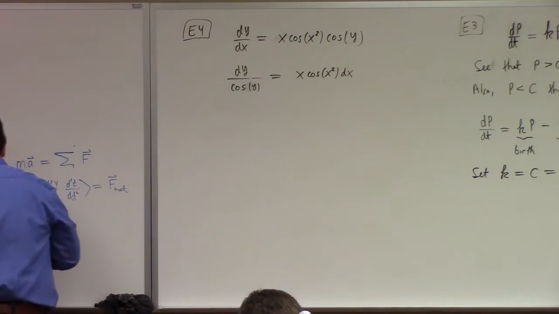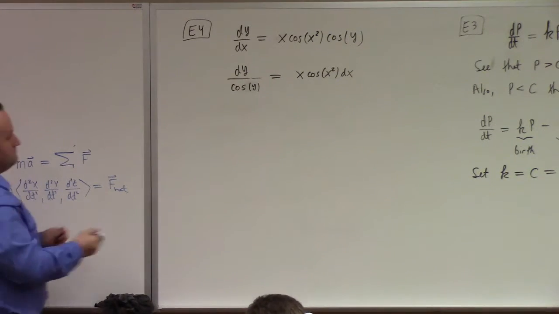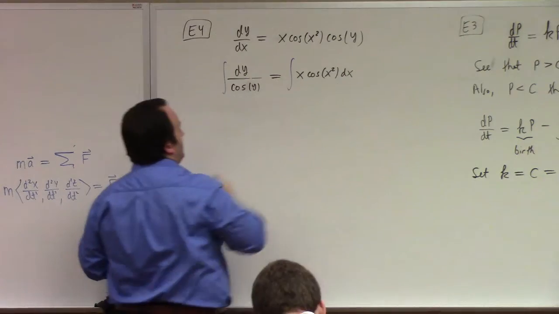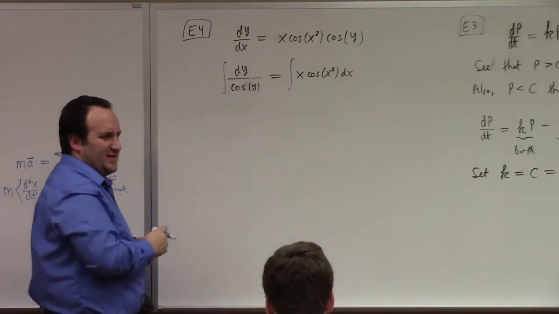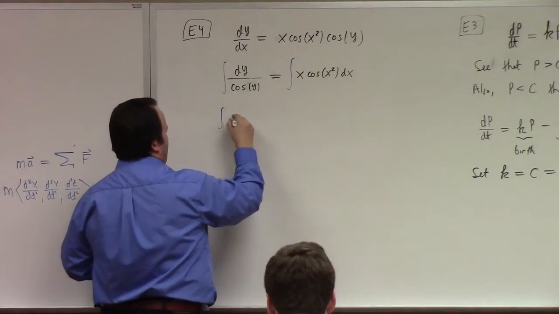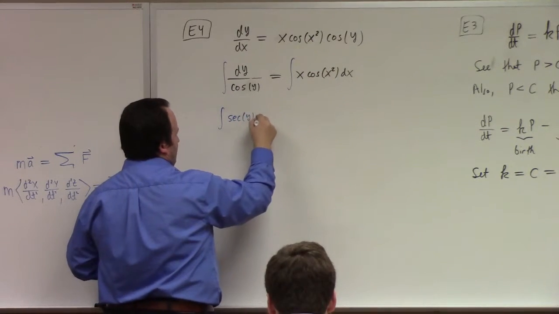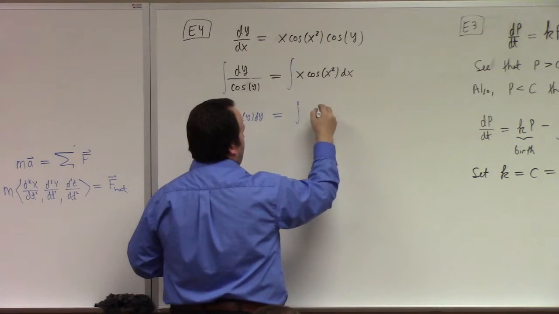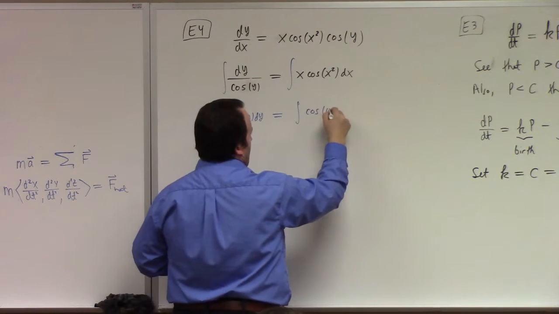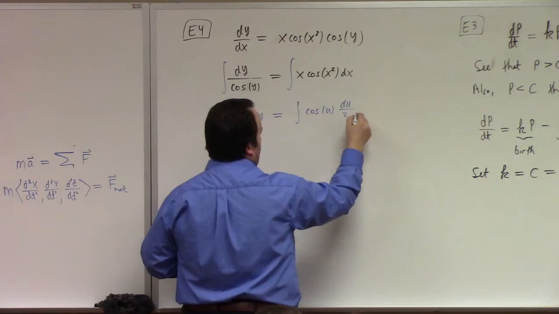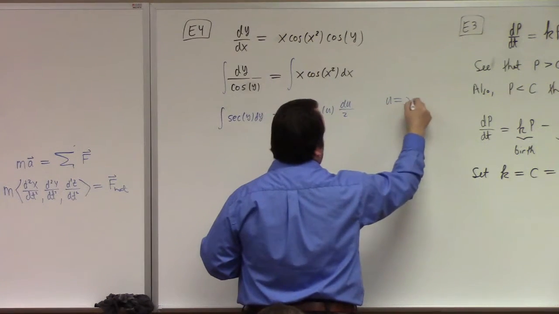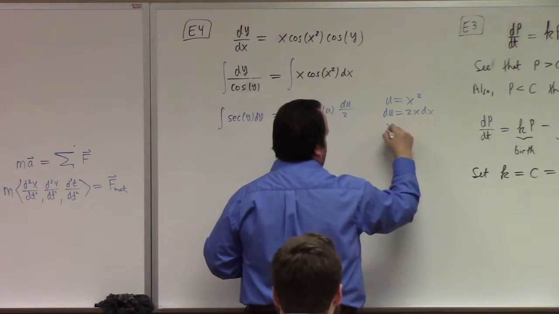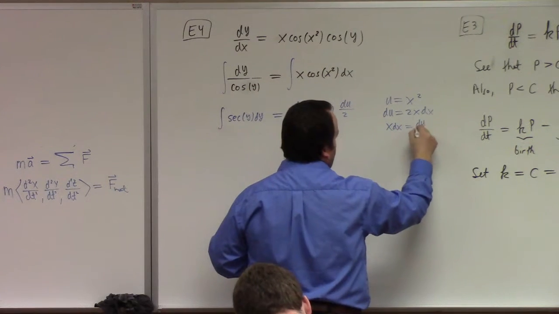Now we integrate both sides. Oh, left-hand side, a blast from the past, right? This is secant of y dy. And on the other hand, that's the integral of what? That's cosine of u times du over 2, right? Let u equals x squared, so du is 2x dx. So x dx is equal to du over 2.